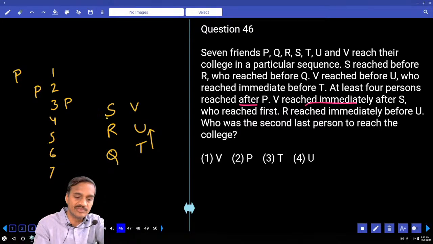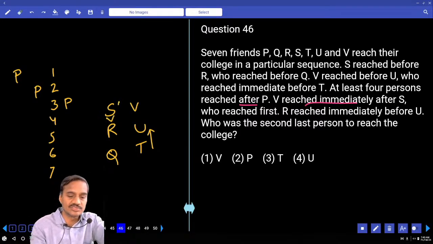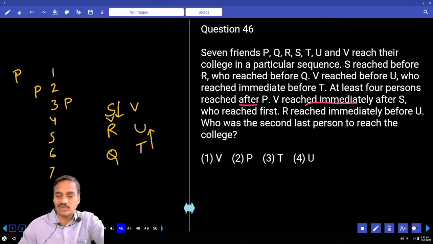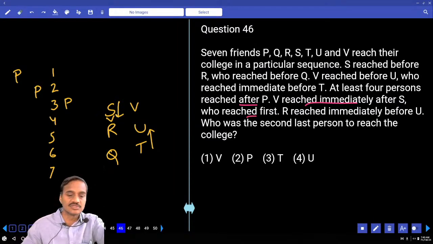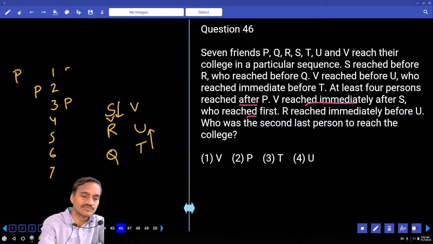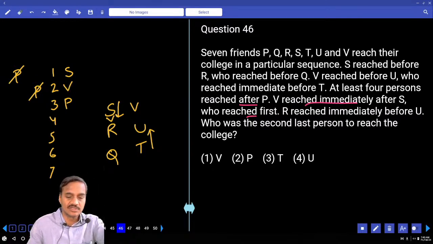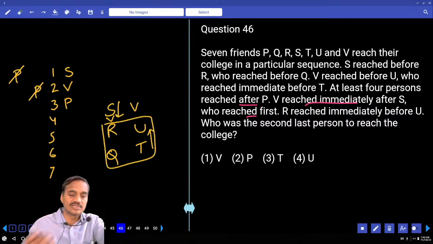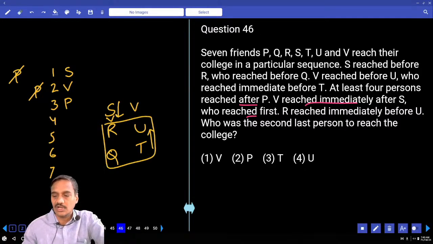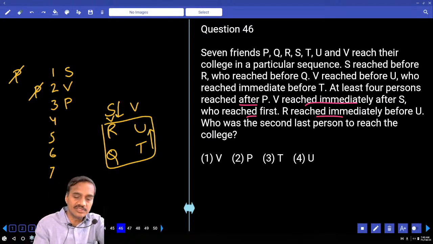Then V reached immediately after S. That means S and V must be together. Who reached first here? S reached first, because V is immediately after this. Hence SV. Then after V come R, U, and T, between which we have no relation yet. And next, R is immediately before U, and U and T must be together. And the remaining persons are R, U, T, Q in the same order.